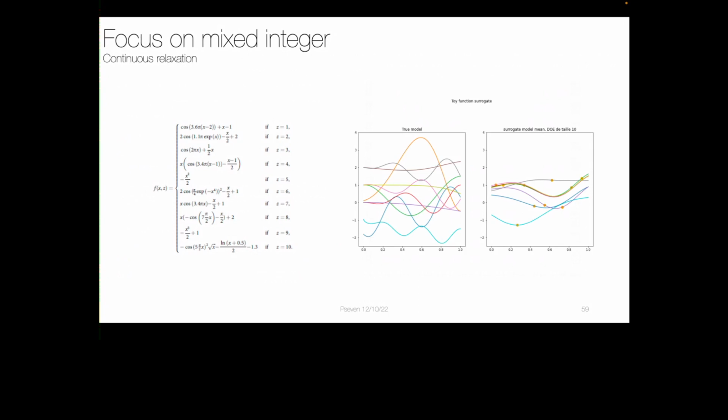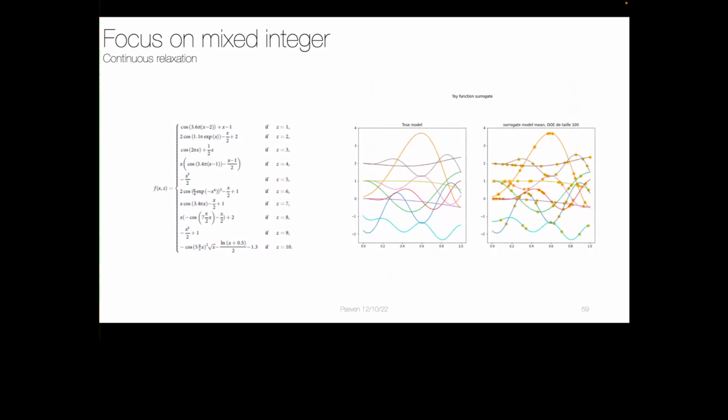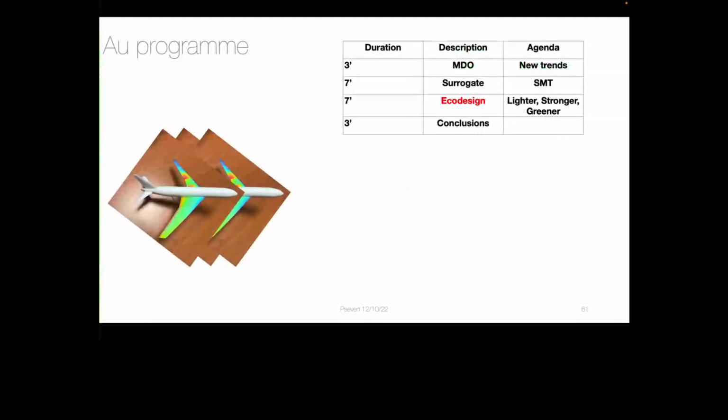And here is a small example of a 10-dimensional case. The true model on the left, the surrogate model with initial design of experiment of size 10. So you can see at the beginning, the surrogates are not good, but as you increase up to 100 experiment size, you can see that you perfectly evaluate the surrogate, which is here a bit complicated. So two continuous variables and 10 levels of categorical variables. So that's a nice way to treat this. So I finally go to the application and the way to solve eco-design problem.